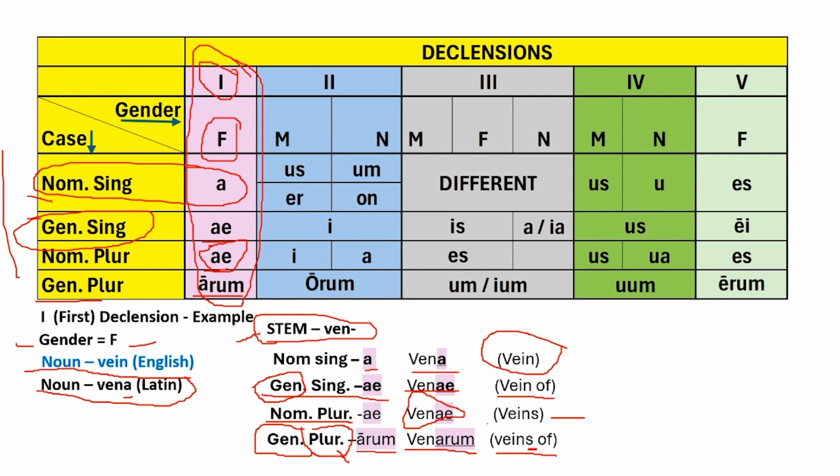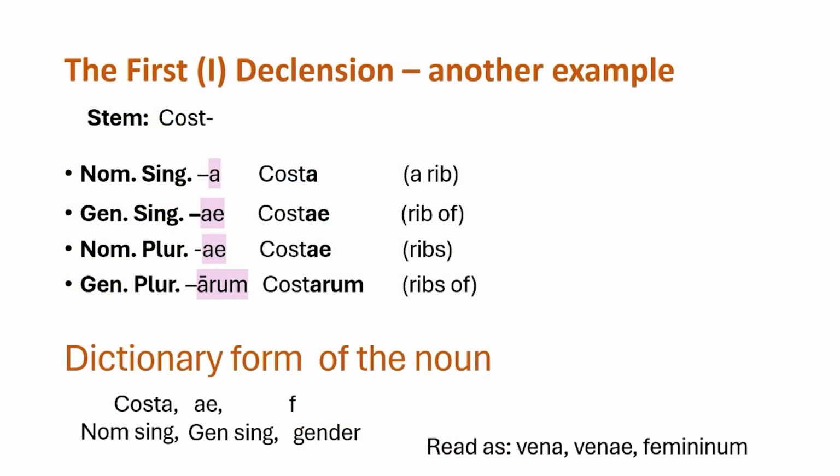Let's take another example. Consider the stem cost. This will be for costai, that means ribs, for the ribs. So what will be the nominative singular? It will be costa, because we are adding a to the stem. So this is the stem, you are adding a to the stem, it will become costa. That will be nominative singular, that means a rib.